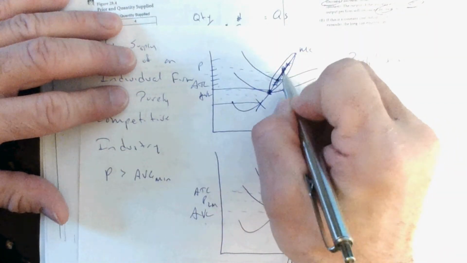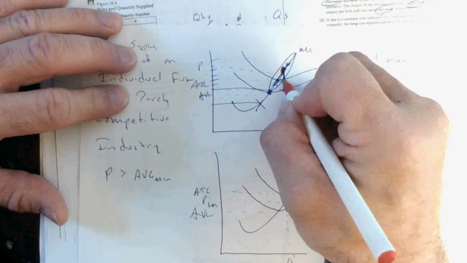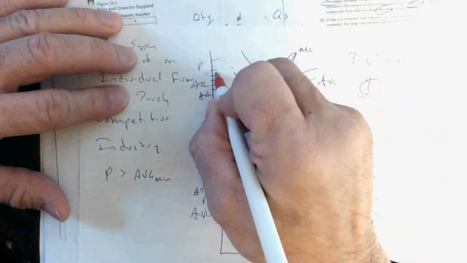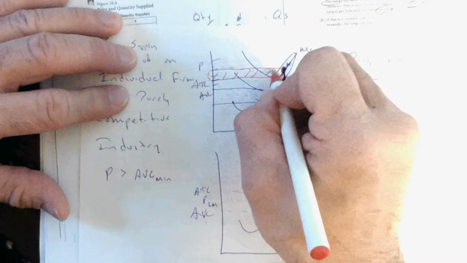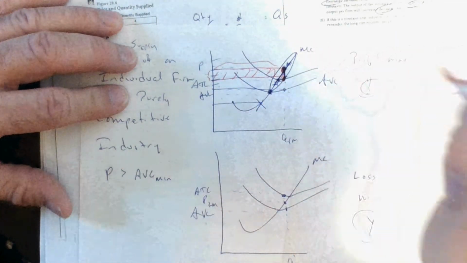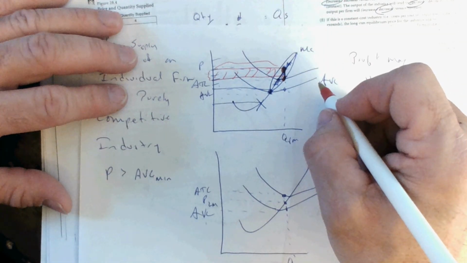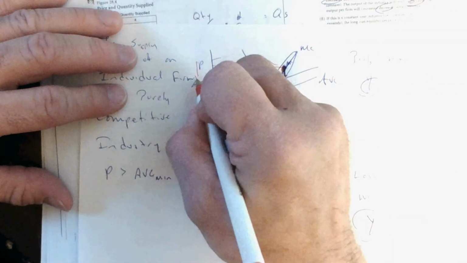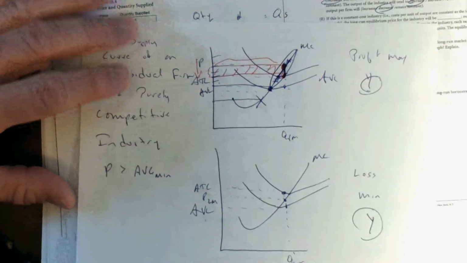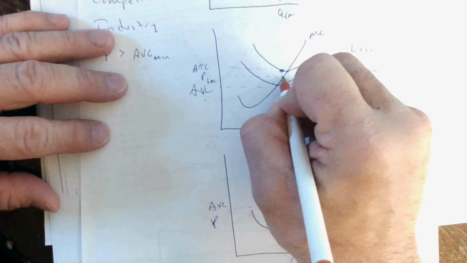Here, a firm is making an economic profit. Right? At this price, average total cost is here. So this firm is making an economic profit of this much per unit on this many units. Firms will enter the industry. The supply curve will shift to the right. Price will fall. The question is, how far will it fall?